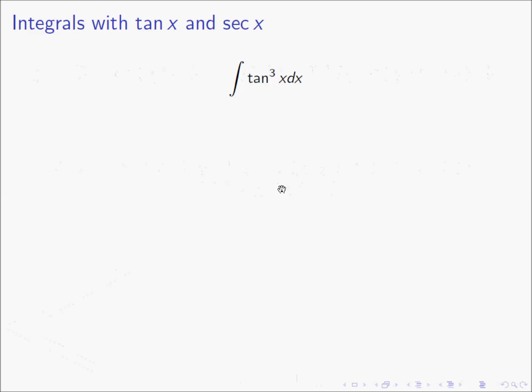In this video we're going to consider the third case of the four cases that we presented in part 1. This case is when you have in your integral the functions tangent of x and/or secant of x. As an example we're going to find the integral of tangent cubed of x dx. The idea here is to use this identity, tangent squared of x equals secant squared of x minus 1. Always the idea is to use this identity when you have tangent of x and secant of x.